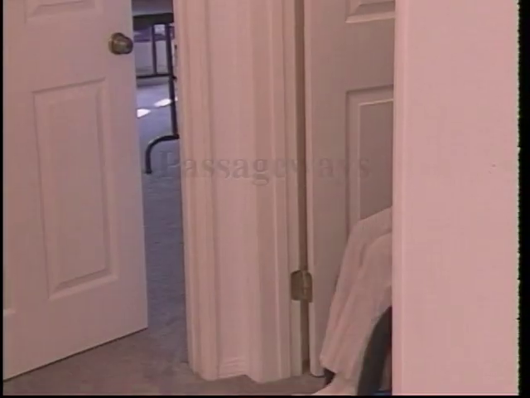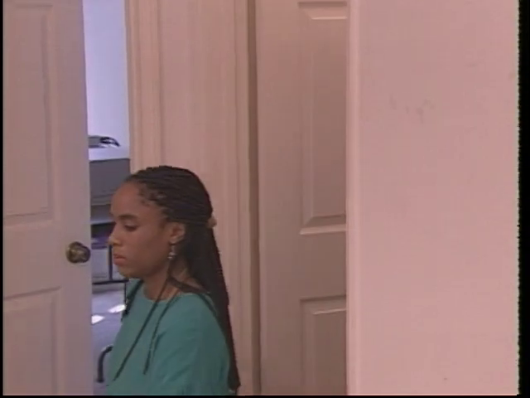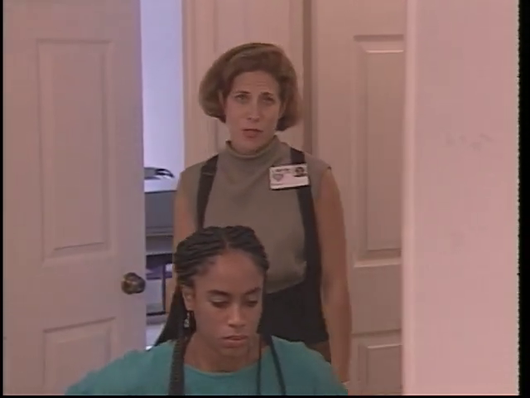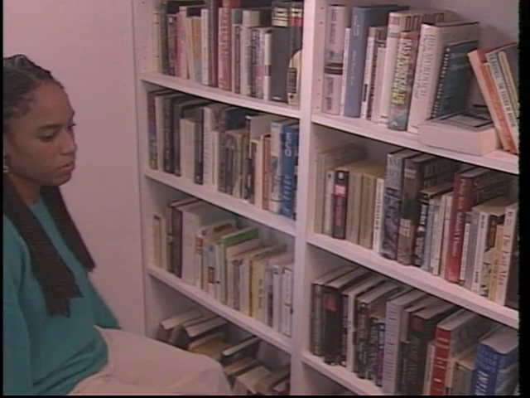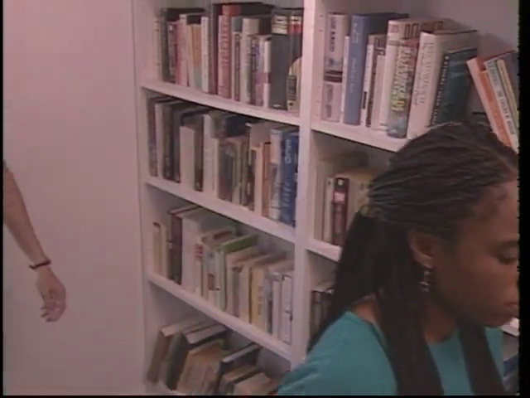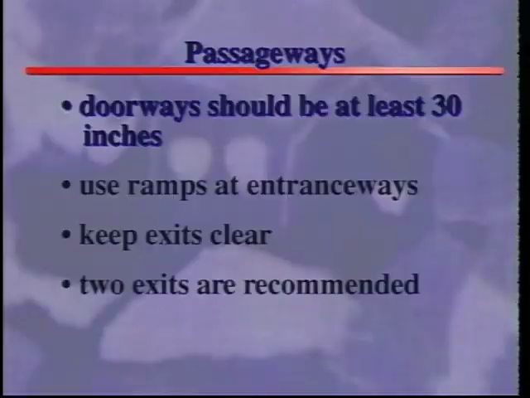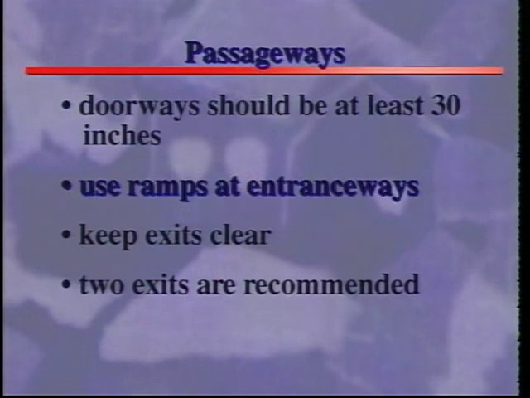Passageways. When it comes to passageways, doors, and hallways, access and maneuverability are key issues, especially for wheelchair users. The common barriers to independent use of a wheelchair in the home are stairs or other elevations, narrow hallways, and narrow doorways. Doorways and hallways less than 30 inches wide present serious obstacles to wheelchair use.